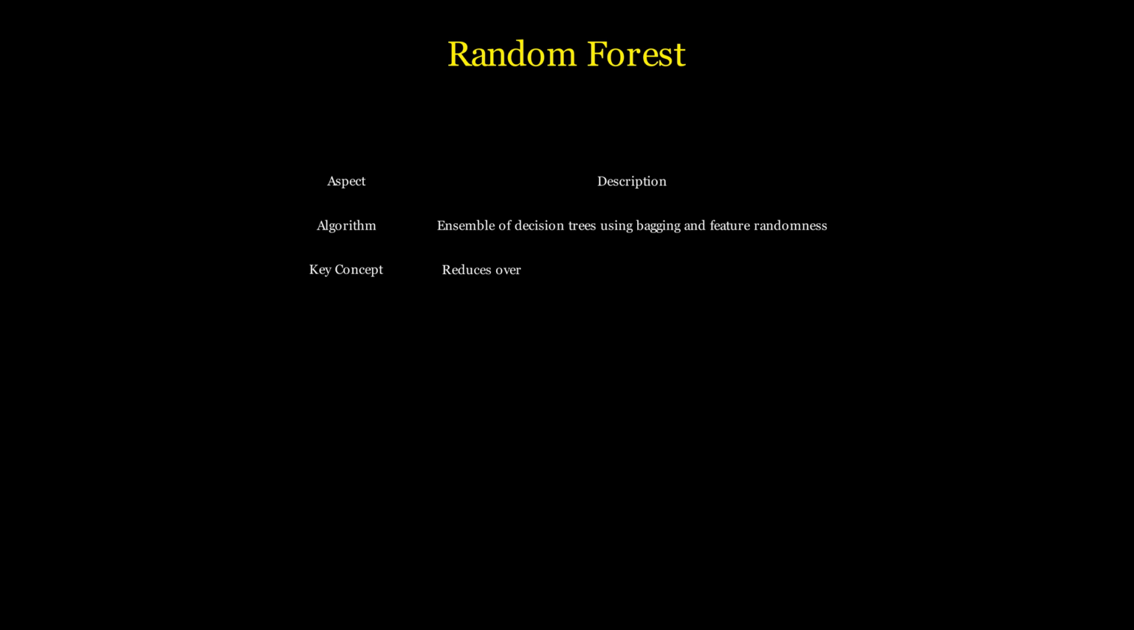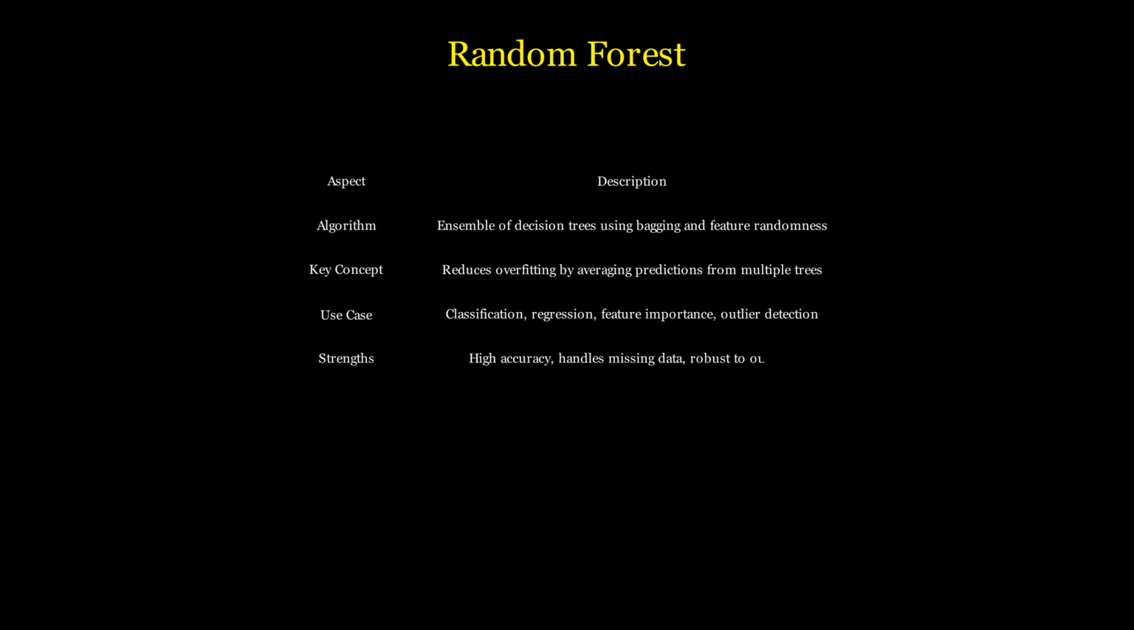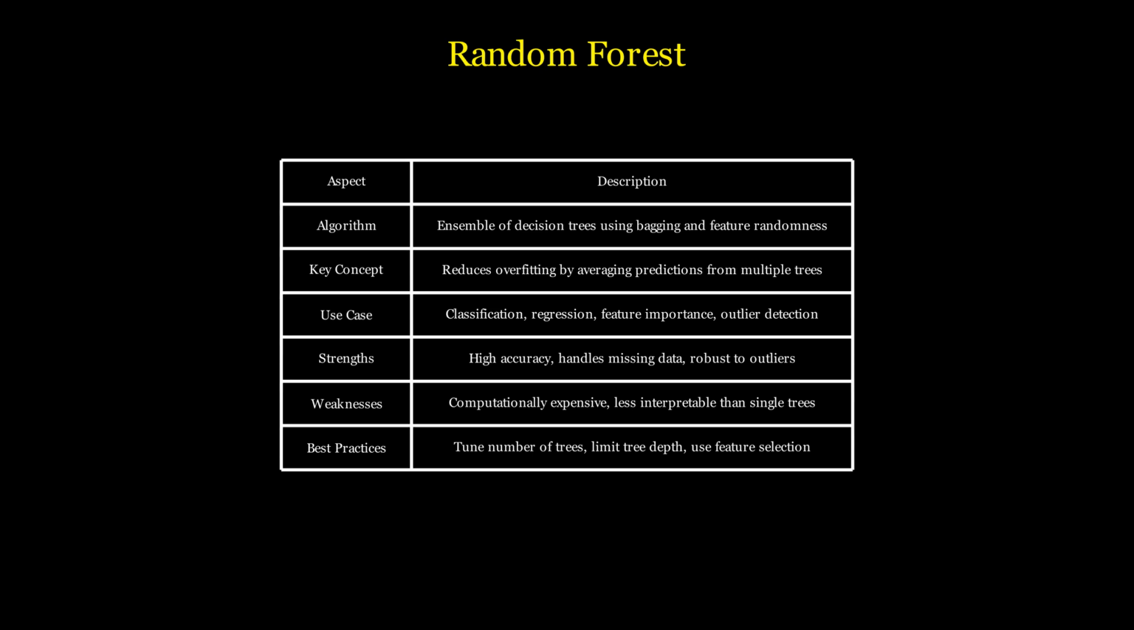Random forest is an ensemble learning method that builds multiple decision trees and combines their predictions. It is widely used for both classification and regression tasks due to its robustness and accuracy. Let's explore its working, advantages, and limitations. Here is a summary table highlighting key aspects of random forest, including its algorithm, key concepts, strengths, and weaknesses.